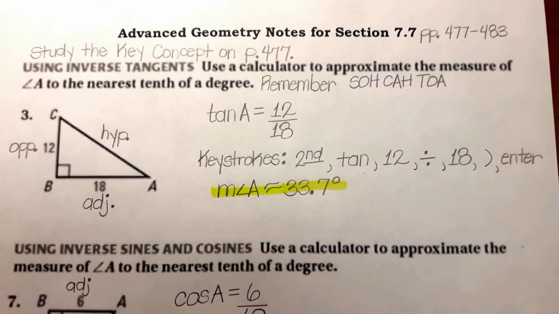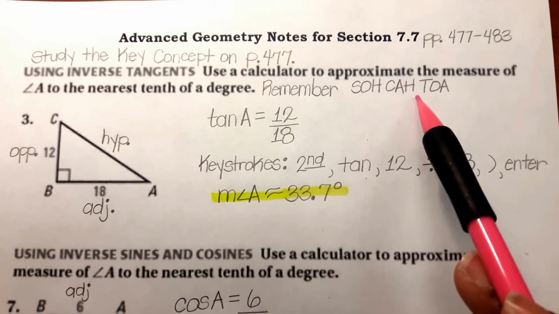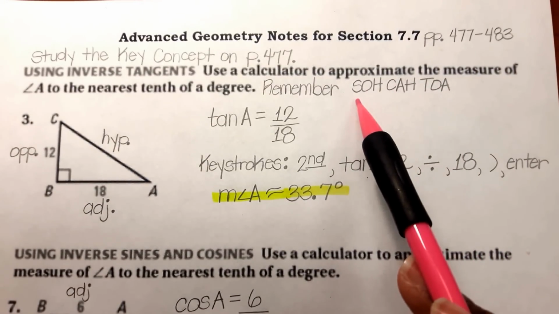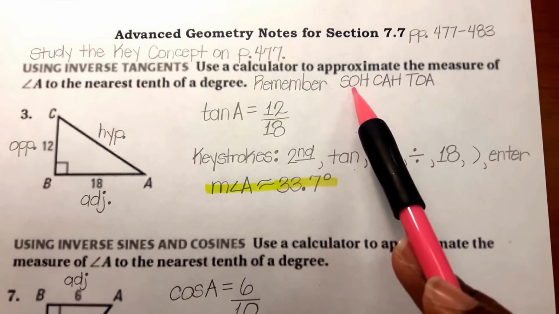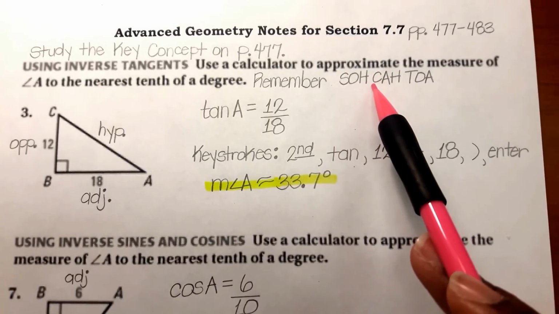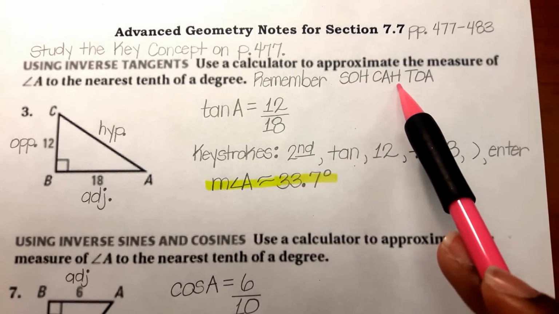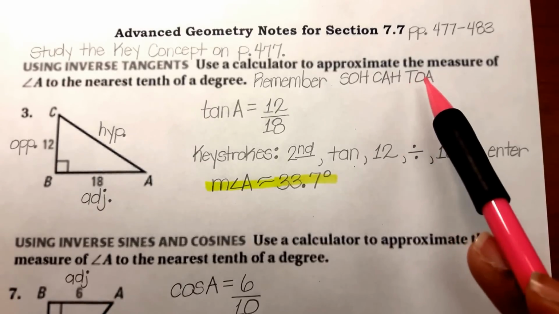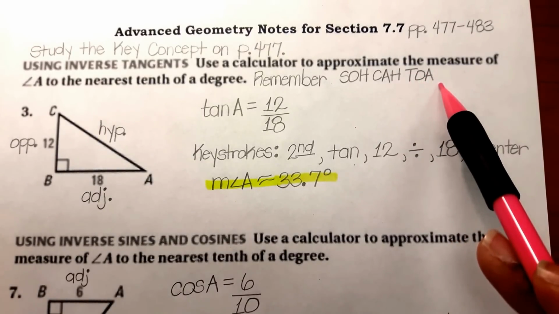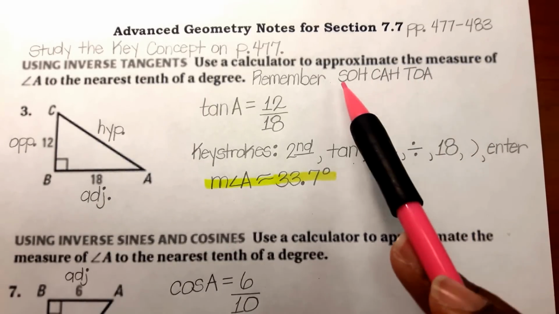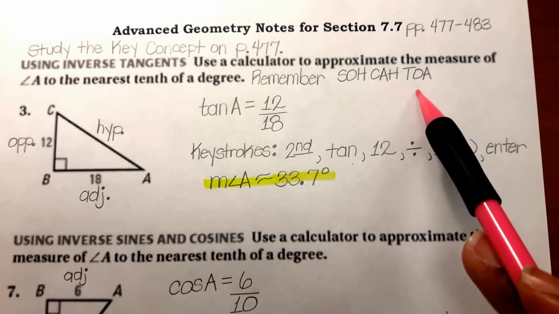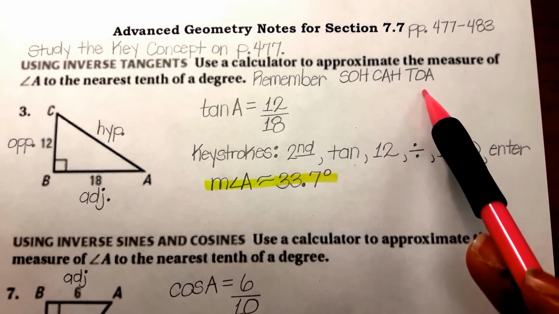So the first thing that I want you to remember is your acronym here. Sine theta is opposite over hypotenuse. Cosine theta is adjacent over hypotenuse. Tangent theta is opposite over adjacent. Very important that you remember your trig ratios.